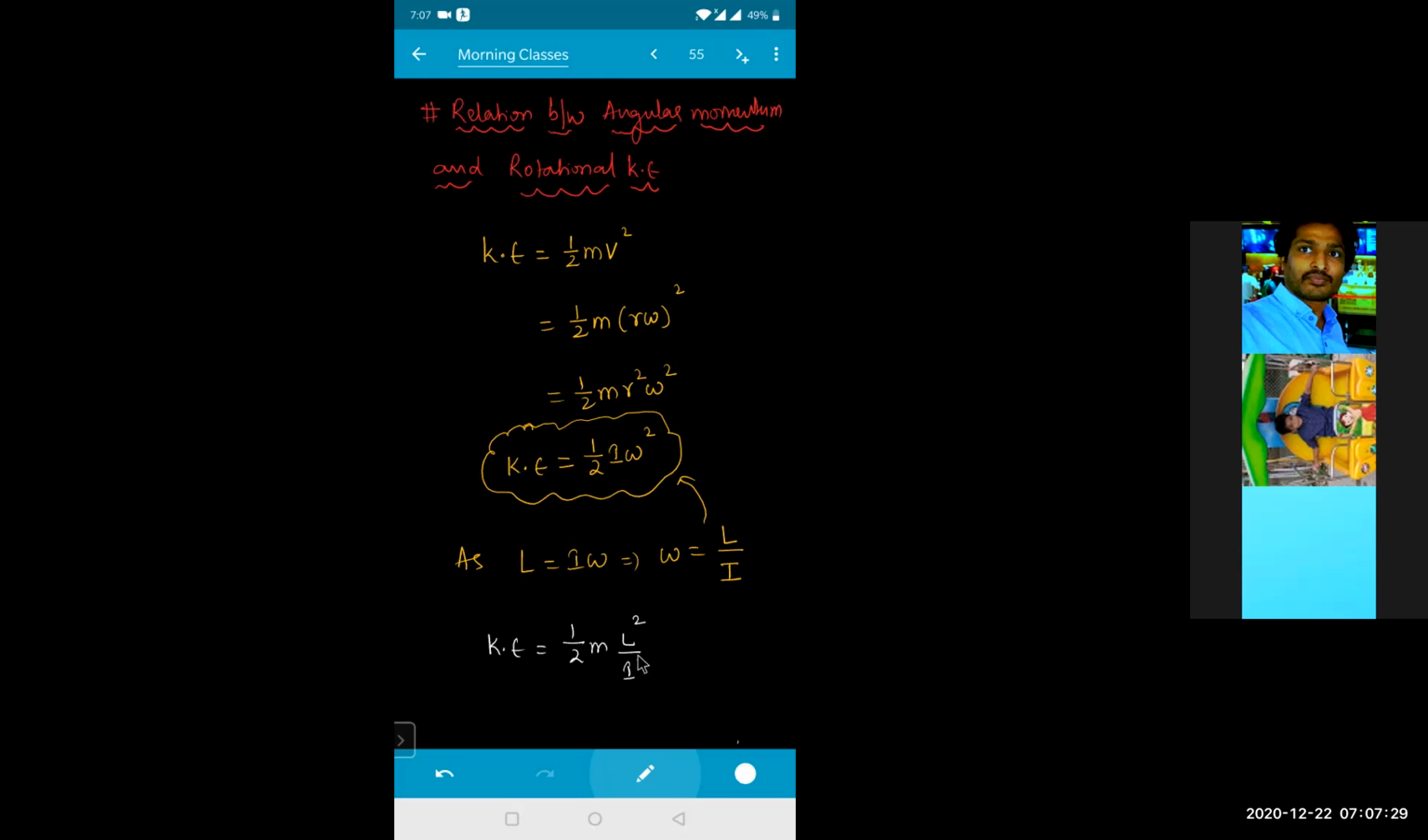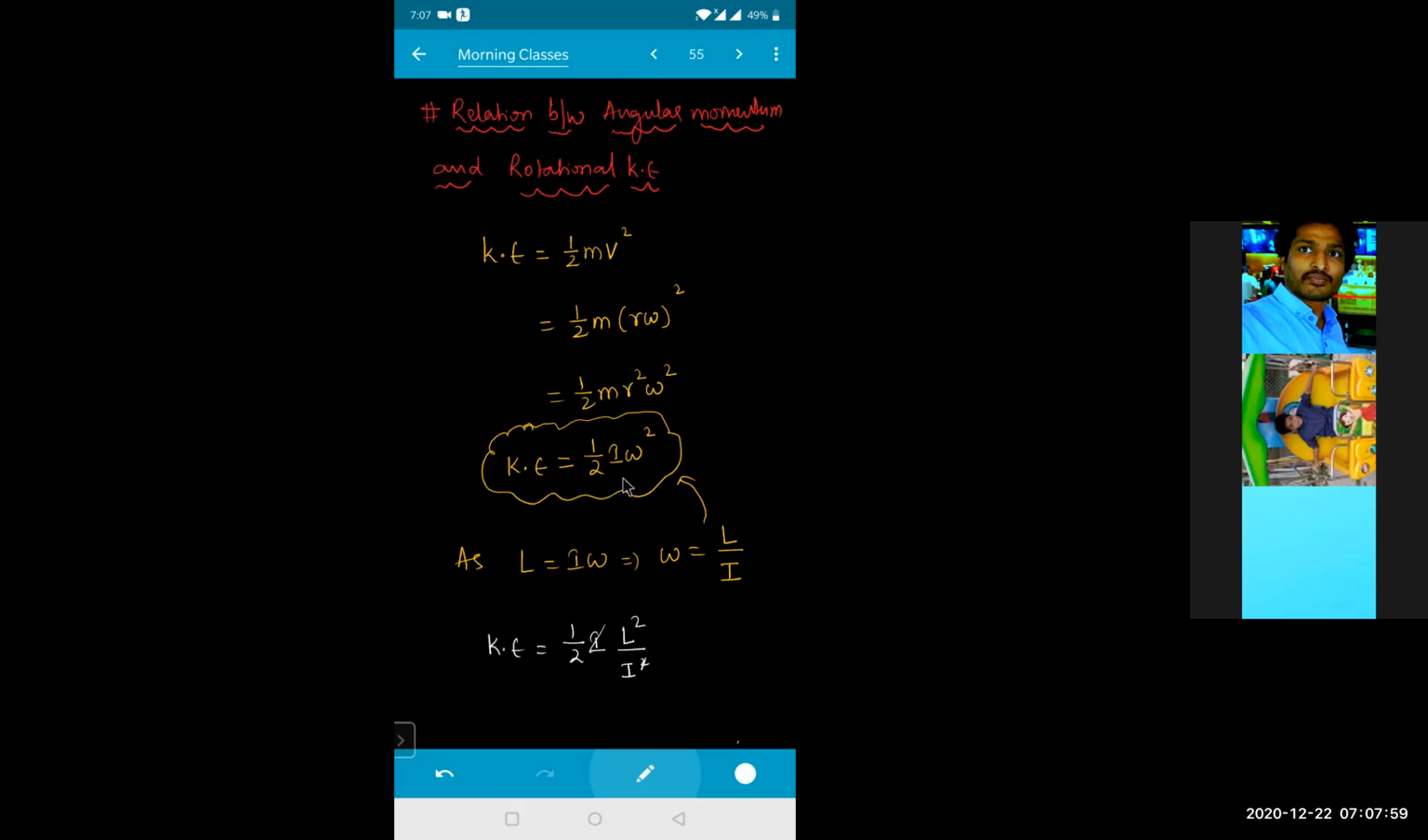But one I will get cancelled. This one is your I, and this one is your L square divided by your I square. This L square and one I will get cancelled. So kinetic energy will become how much now? Kinetic energy will be equal to your L square divided by 2 into your I.